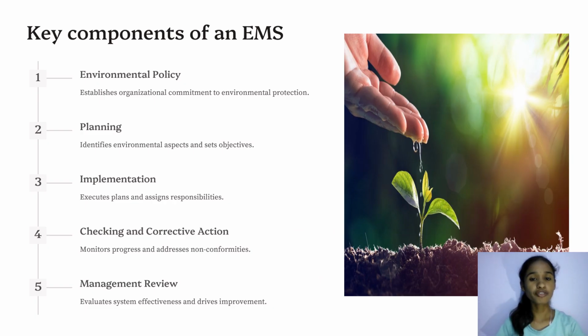Key components of an EMS: environmental policy, planning, implementation, checking and corrective action, and management review. First, environmental policy establishes commitments to environmental protection. Next, planning identifies environmental aspects and sets objectives. Next, implementation executes plan and assigns. Checking and corrective action, it monitors programs and addresses. Next, management review, system effectiveness and improvements.